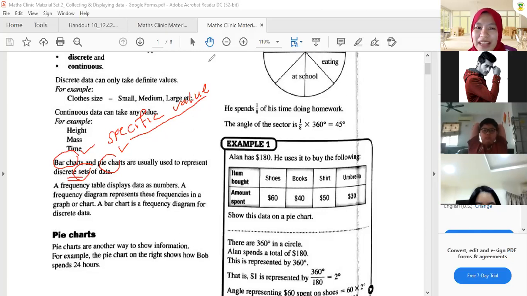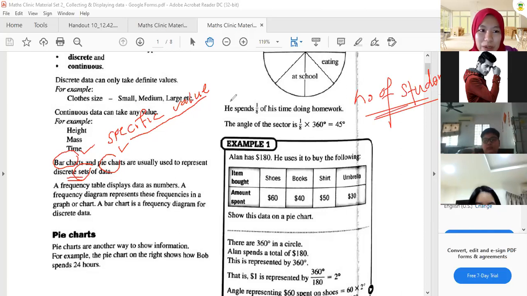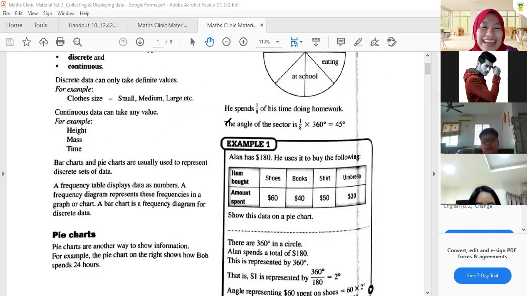Who don't know? What if I said, guys, number of students, is it discrete or continuous? Discrete is for specific values. So number of students is discrete data, so you can use a bar chart to represent it. Good. Make sure you know how to spell discrete. So bar chart and pie chart we use to represent discrete data.